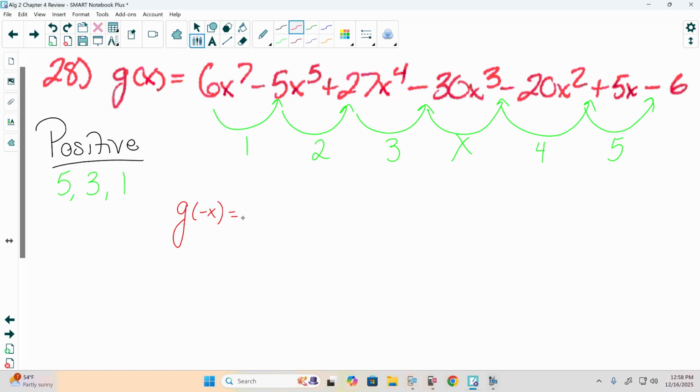Now to find the number of negative solutions, possible number of negative solutions, we need to plug in negative x in every x in g of x. And the main way we would go about doing that for this here is looking at the exponent, that power.